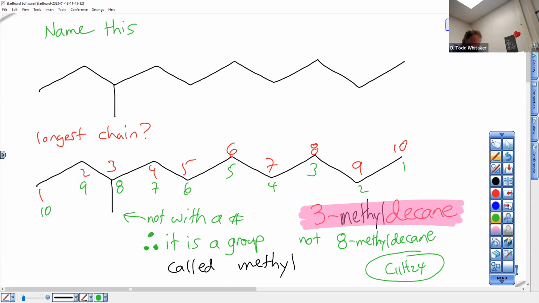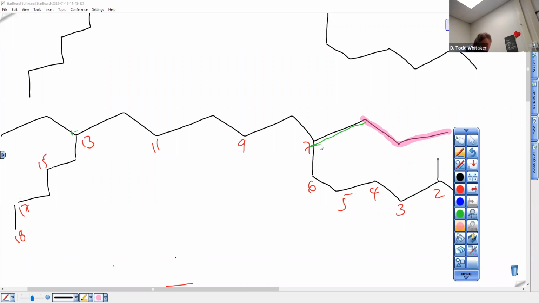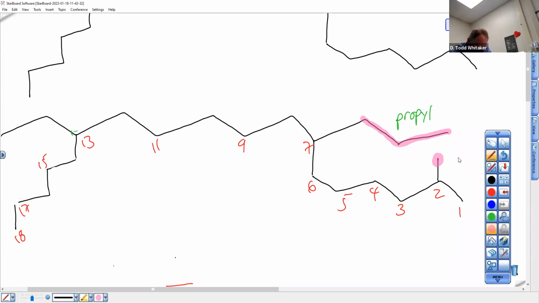That's why I didn't go like this, saying this is my group. I didn't go like that. The group starts there. Right there's the first carbon of the group. Do you agree? 3 carbons in the group. What's the name of a 3-carbon group? Propyl, yeah. There's another group right here. Just this carbon. What's that called? Yeah, methyl.